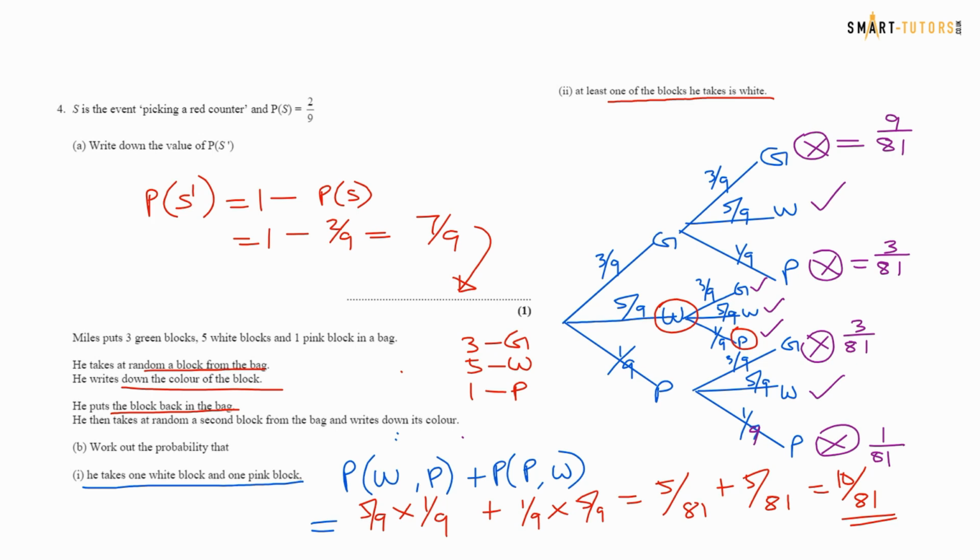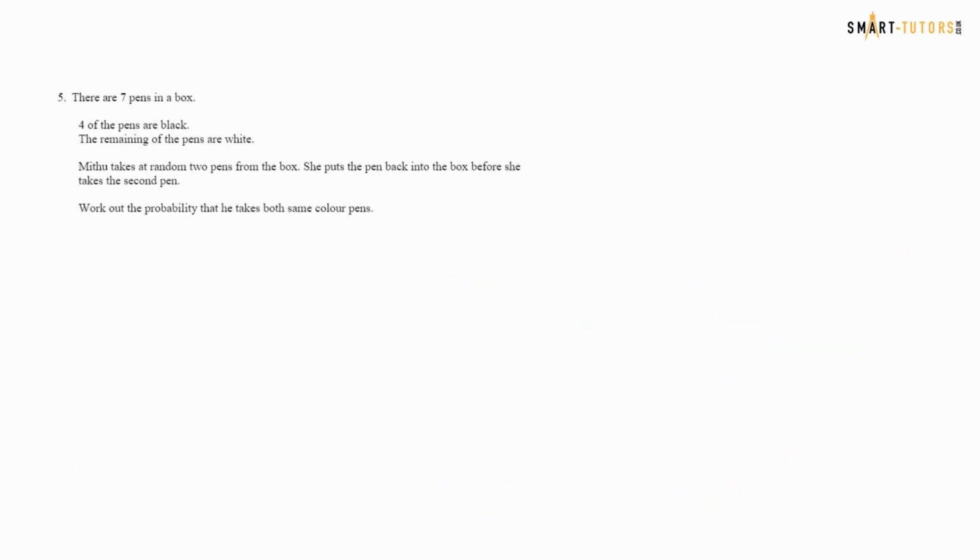1 upon 81 is correct, 3 upon 81, 3 upon 81, and 9 upon 81. If I add this whole process, 9 plus 3 is 12, 12 plus 3 is 15, plus 1 is 16. So 1 minus 16 upon 81 is 65 over 81. That is the answer, at least one white. So if both are not white, take that away from 1. Let's go on to the next question.